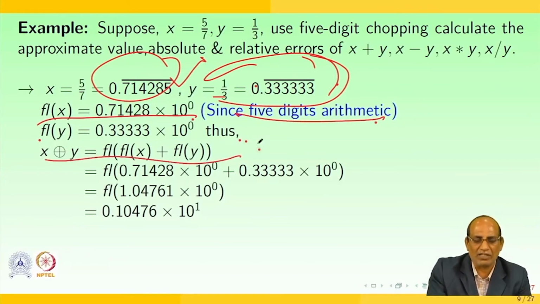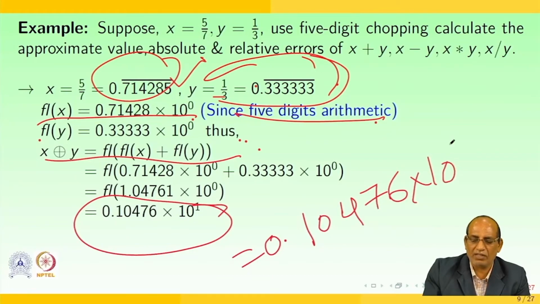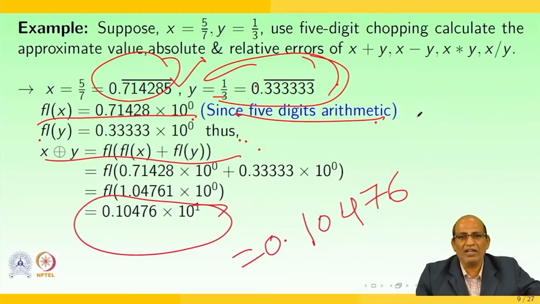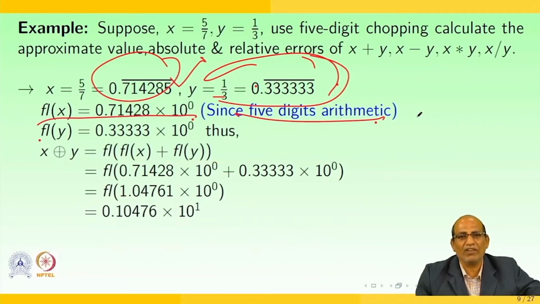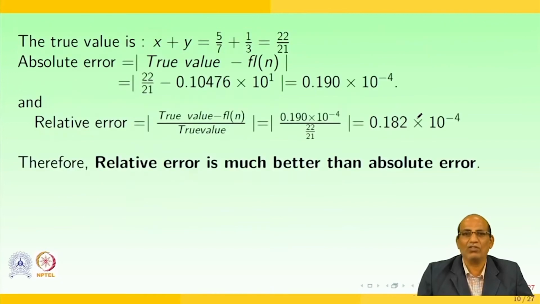So now add up all these things. So ultimately we will end up with 0.10476 multiplied with 10 power 1. So this is the one which you get. Okay. So the idea is when you are using this finite digit arithmetic, you should be careful about how these values will be coming up through the process called rounding. Now let us look into this example.